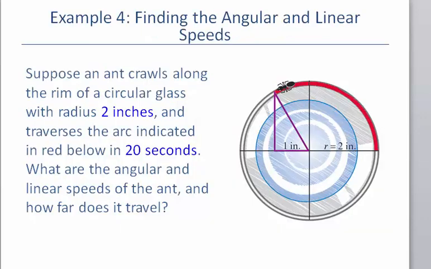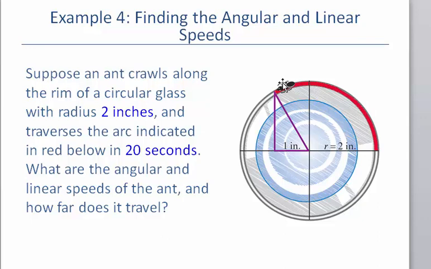So it says, suppose an ant crawls along the rim of a circular glass with radius 2 inches. So the ant is crawling around the top of the glass and traverses the arc indicated in red below in 20 seconds. So it takes the ant 20 seconds to travel from here to here in the red part of the arc. What are the angular and linear speeds of the ant, and how far does it travel?